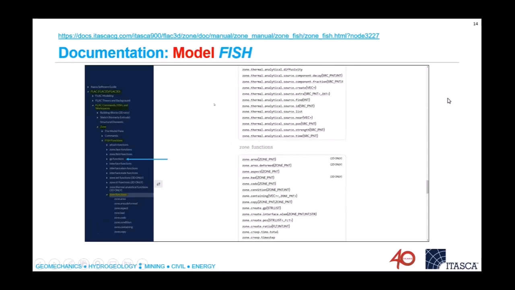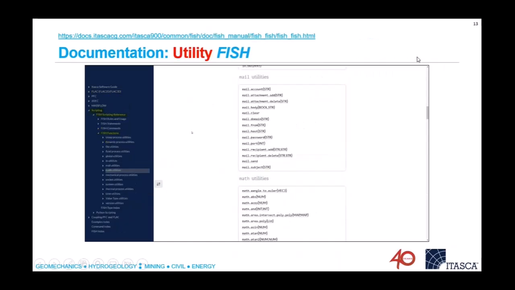And then under the model section, so if you're in FLAC2D, you can go to FLAC commands, fish, and workspaces. Then under zone and fish functions, you'll see a whole bunch of zone functions or grid point functions. And this is things like if you wanted to delete a zone, create a zone all through fish, find out what the area is, extra variables, different things like that. And in your PDF that you'll get, there's hyperlinks to all those sections in each of these pages at the top.